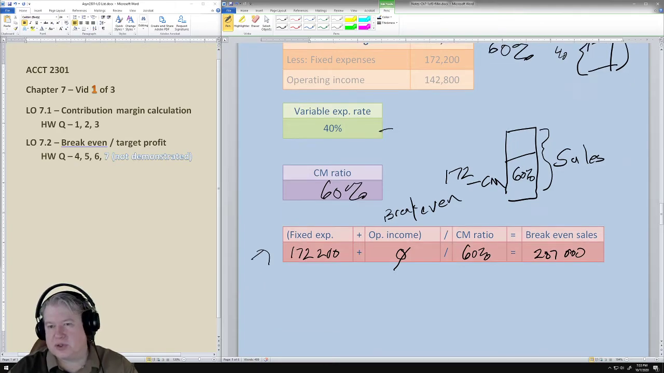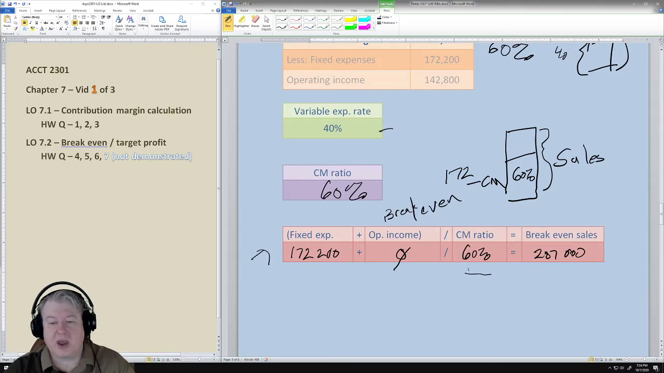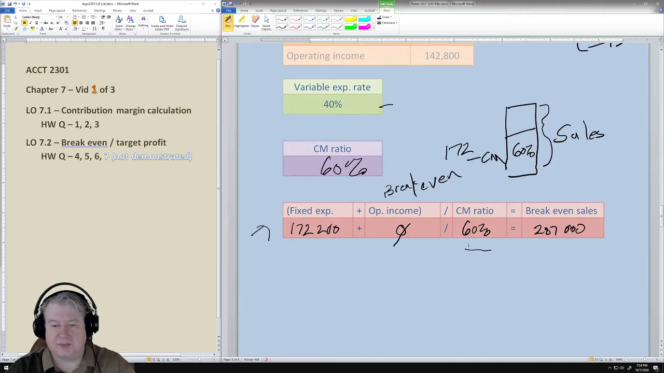And for those of you who don't see the relationship of some of these mathematical things, all we're doing when we're dividing by 60% is we're saying 172,200 is 60% of what larger number? That's why we divide by 60%. 172 is 60% of what larger number? In other words, if we multiplied 287 times 60%, we would come up with 172. So anyway, that's how we use the contribution margin ratio.